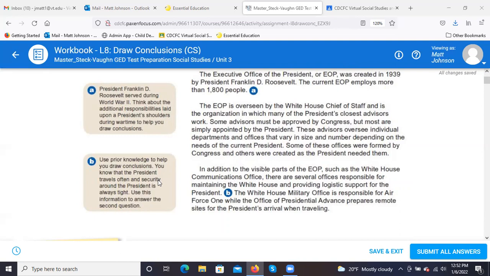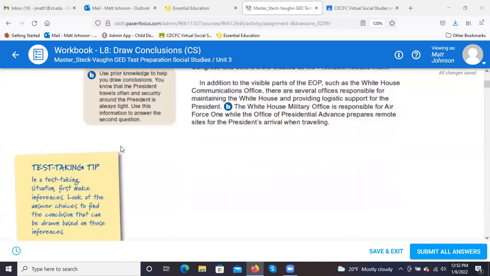And then our second box here, box B, says use prior knowledge to help you draw conclusions. The president travels often and security around the president is always tight. Use this information to answer the second question. So again, we understand the role of the president. We understand that it started to expand under Roosevelt. So it makes sense that it needed to be reorganized. A lot of government was reorganized in this time. A lot of the military was reorganized between the 1940s and 1950s, different offices and things, and that had to do a lot with the expansion of government and dealing with global crises.